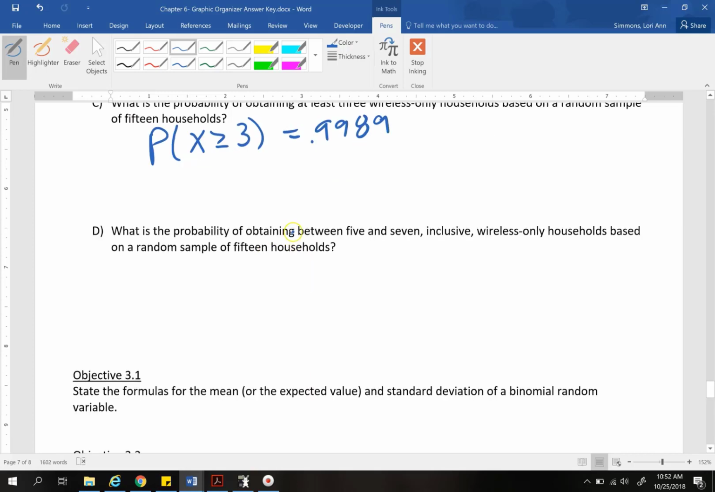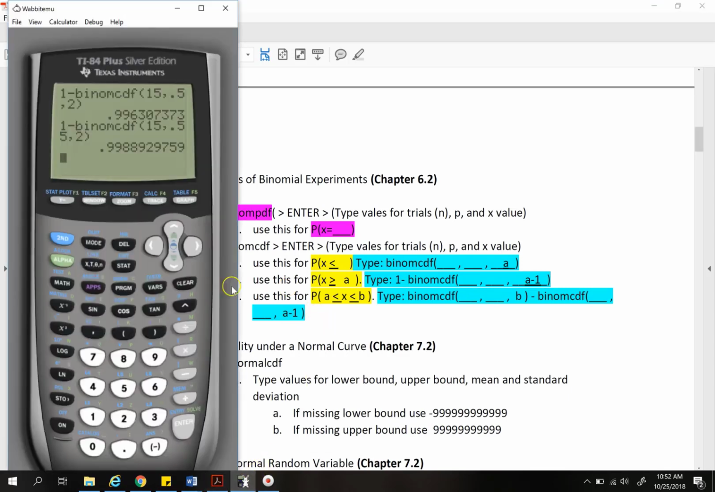Okay, and then D was the probability of obtaining between a 5 and a 7. So we have x is greater than or equal to 5 and less than or equal to 7. Pull up our calculator sheet. So what we're going to do is type binomial CDF, 15 trials, 55%. Now whatever your B was. So in this case, A was 5, B was 7.